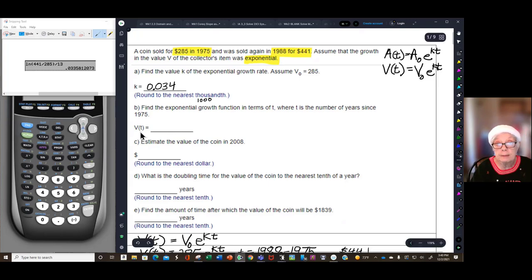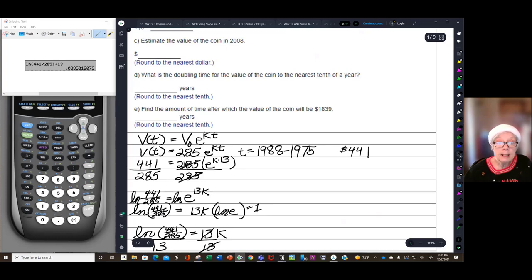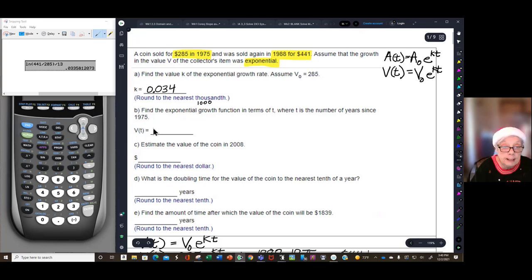Now we can do B. It's not going to take any calculation. V of t equals 285 e to the kt. Now we know what k is. So V of t equals 285 times e to the 0.034t. This is our specific formula.